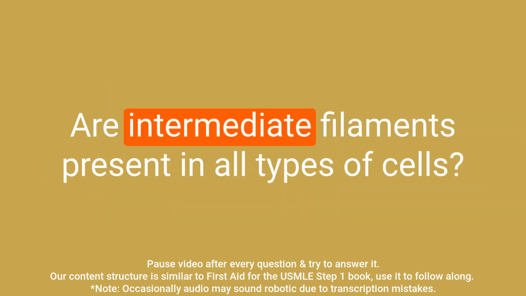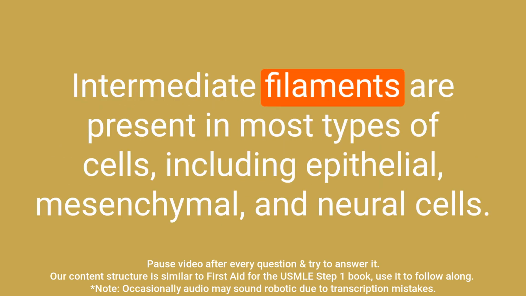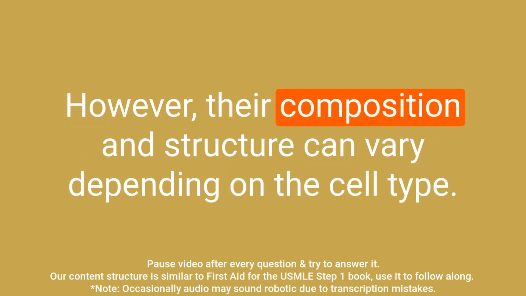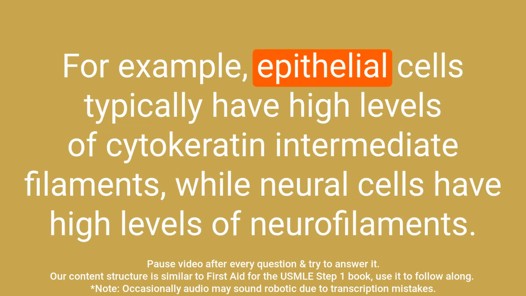Question: are intermediate filaments present in all types of cells? Answer: intermediate filaments are present in most types of cells, including epithelial, mesenchymal, and neural cells. However, their composition and structure can vary depending on the cell type. For example, epithelial cells typically have high levels of cytokeratin intermediate filaments, while neural cells have high levels of neurofilaments.